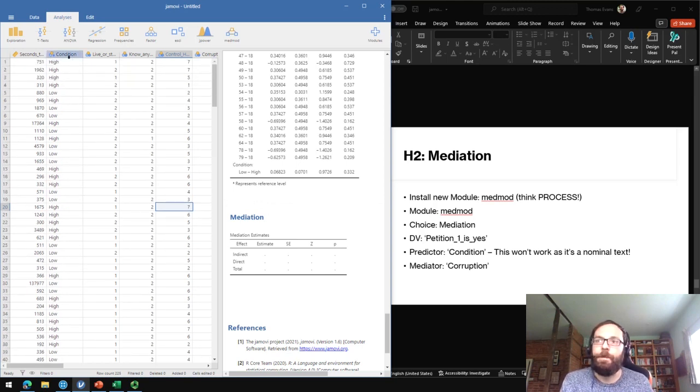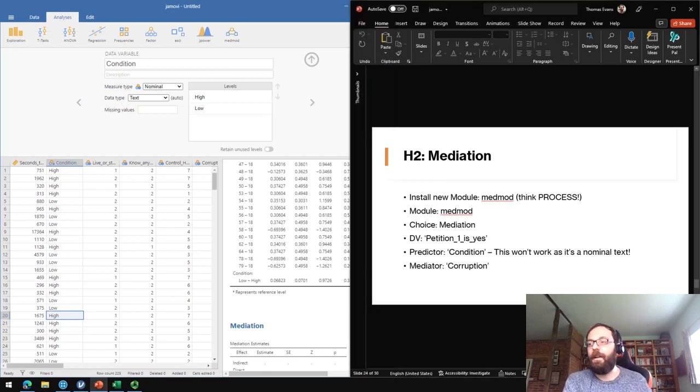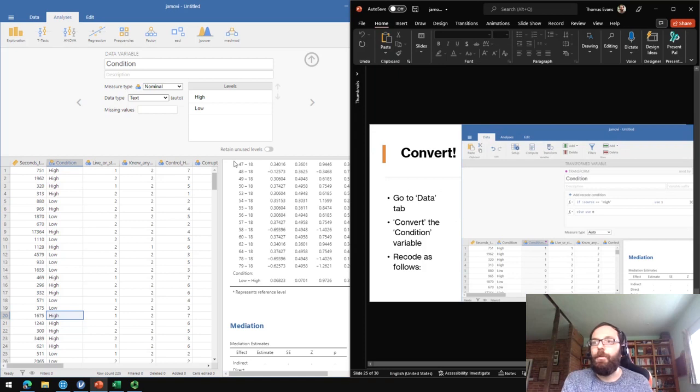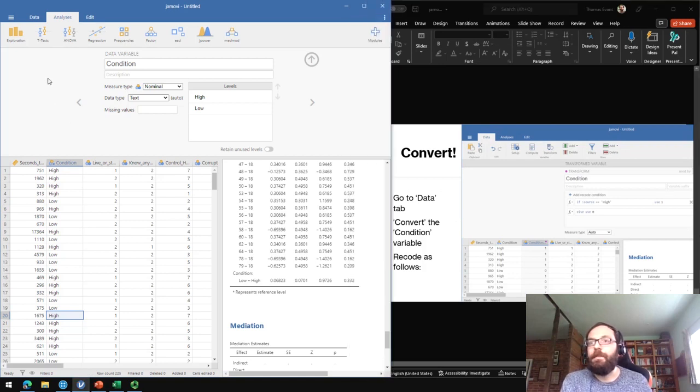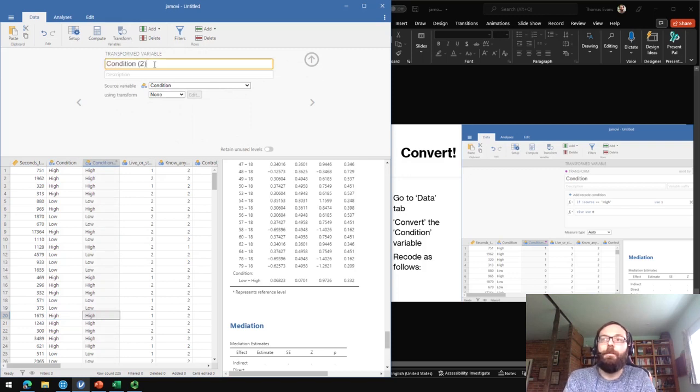So you can see if we double click on the header of our column, we can see it is called condition, and there are 2 levels, high and low. Obviously, we now want to change this to be 1 and 0 or something like that. So what we need to do is go to our data tab at the top and convert. We need to transform, and we need to provide another title.